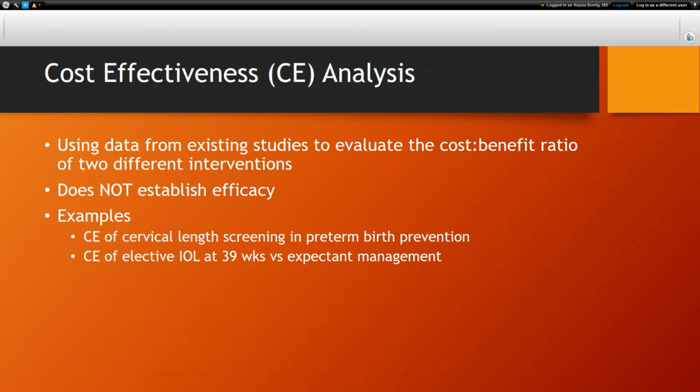Moving on to cost-effectiveness analysis. So this is along the lines of a systematic review.